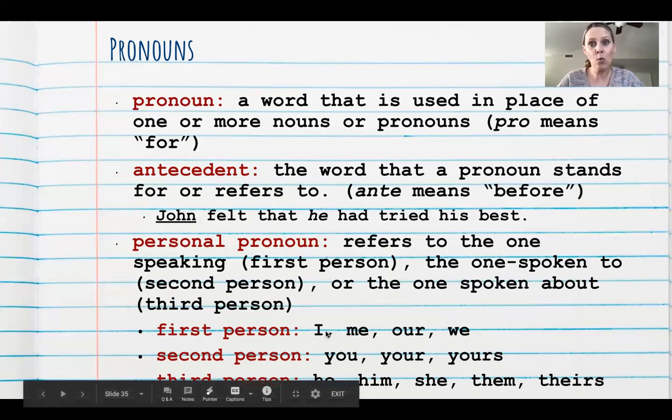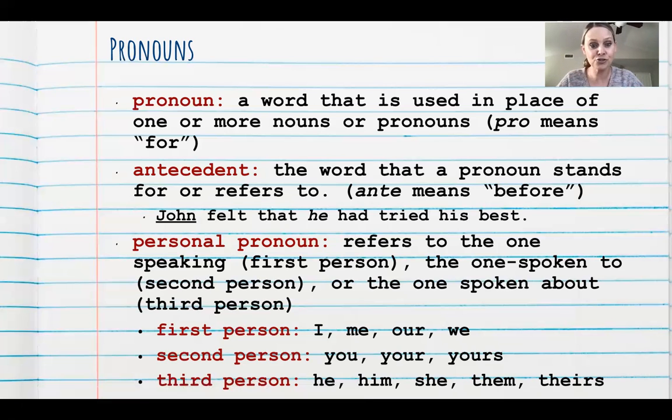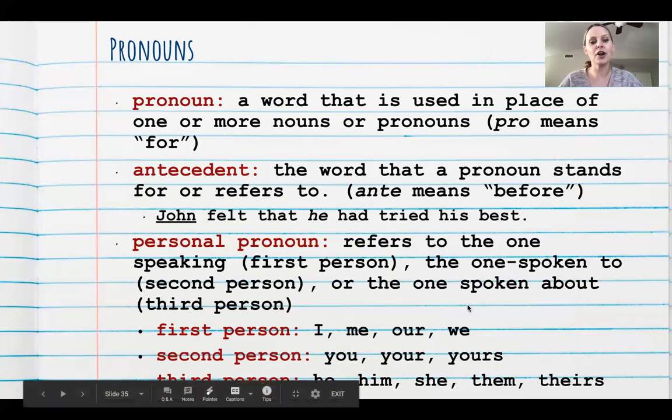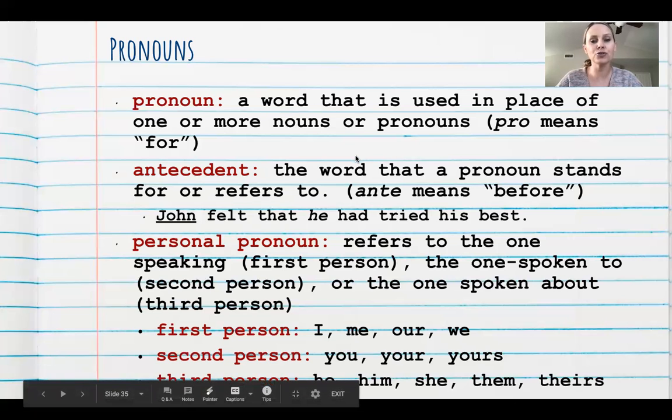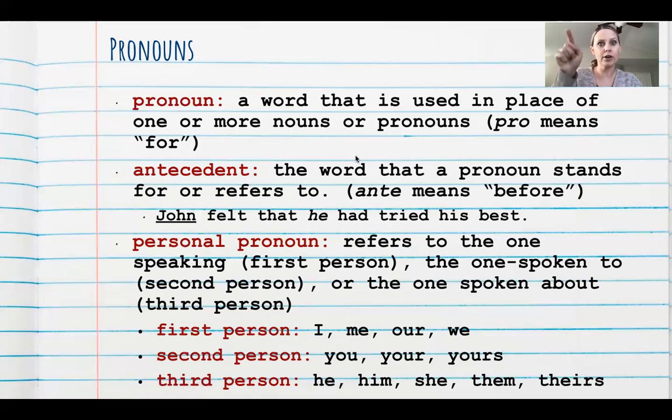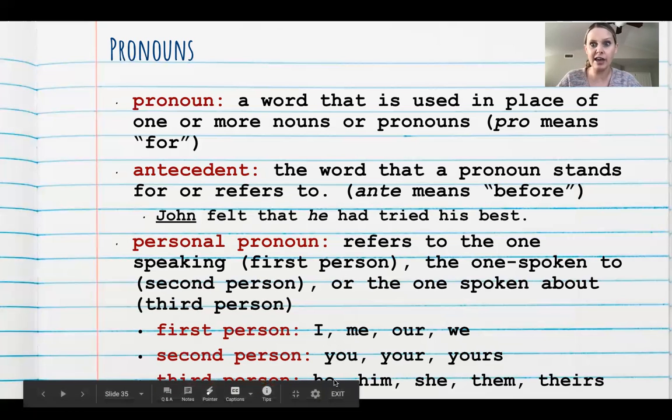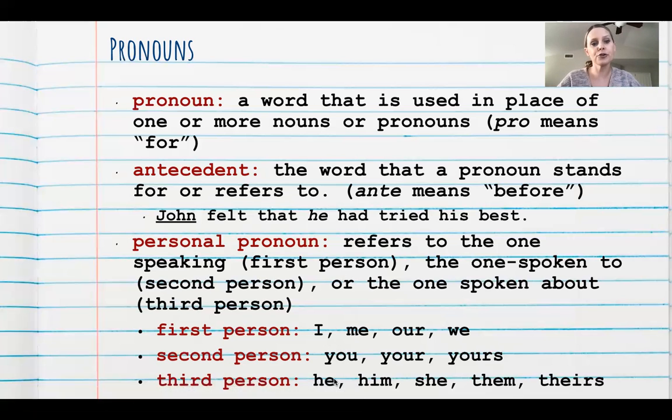They're very, very widely popular and widely used in our writing and in our everyday speech, right? So the first person pronouns are I, me, our, we. Even though our and we clearly mean more than one person, I'm a part of that. So it's still first person. Second person pronouns are all directed at the you. So the second person is you, your, and yours. And then third person would be he, him, she, them, theirs. Those are all third person pronouns.